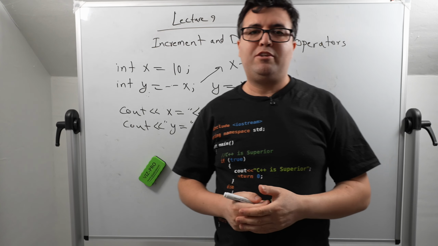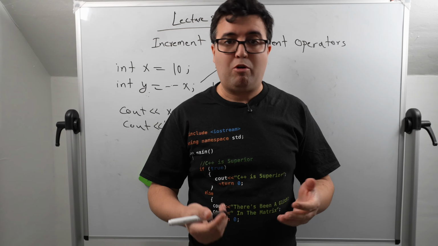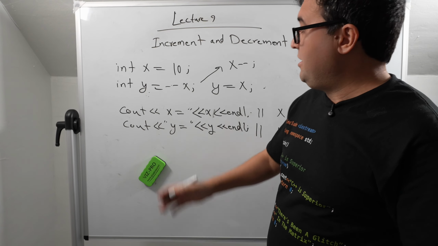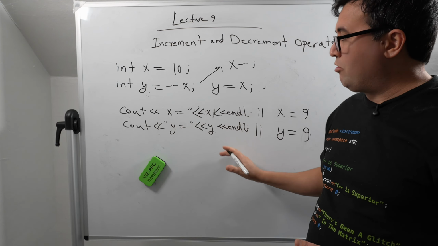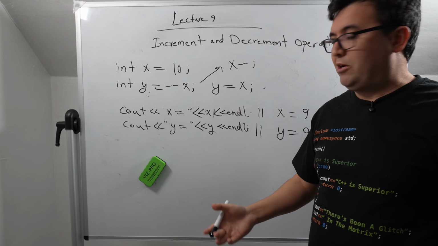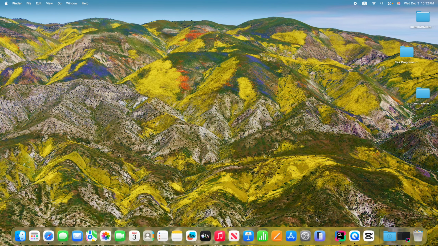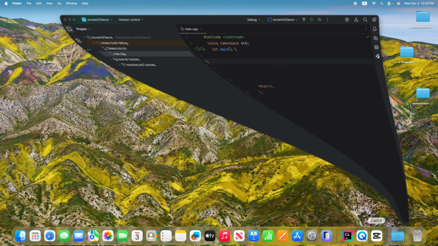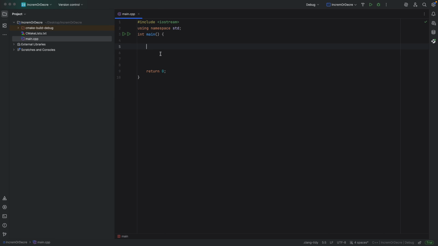So just be careful when you use these operators as postfix or prefix. I just gave you a clear example of how the output of the program changes when you use these operators as a postfix or as a prefix. Yeah, so now we are back to the computers. I opened my IDE, which is CLion IDE. So you can use this IDE if you want. So our lecture was about increment and decrement operators in C++.